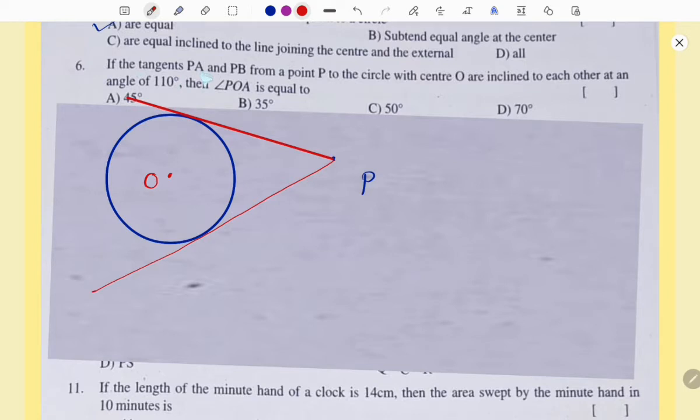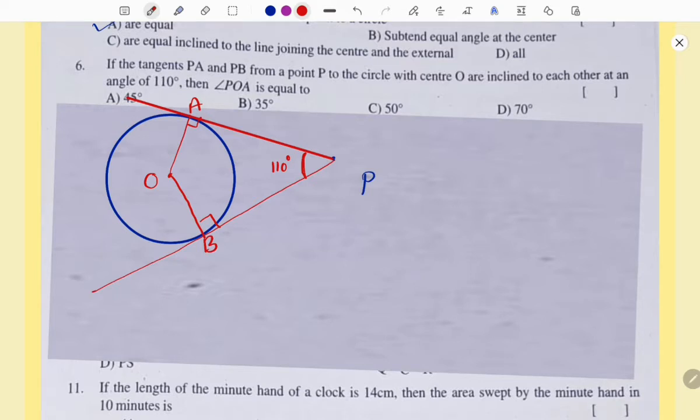Okay, sixth bit. If the tangents PA, PB from a point P to the circle with center O. So here P is the point. Here there are two tangents, PA and PB. The center of the circle is O. Suppose we join OA. Now this is the perpendicular. Now we join OB. This radius is perpendicular to the tangent. Again, it is given that they are inclined to each other at an angle of 110 degrees. Means here the inclined angle is 110 degrees.